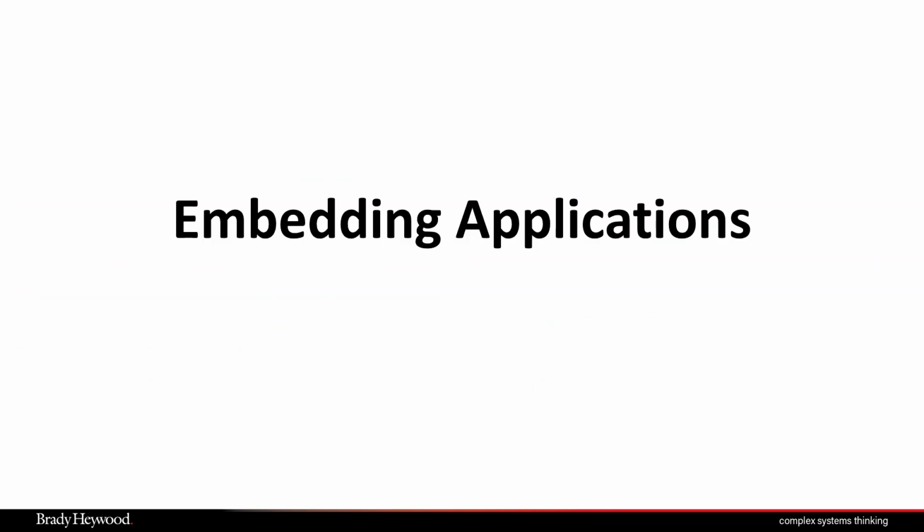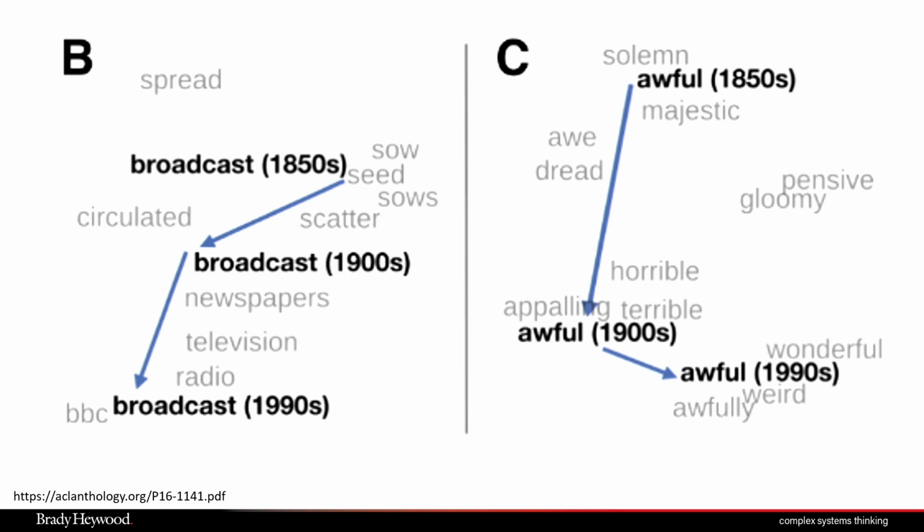So embeddings can be used for a whole range of tasks, and I want to just go through a few more cool applications. This one's probably my favorite. You can actually see how the meaning of words has changed throughout time. If you were to train a word2vec model on documents from, say, the 1850s, you'd see that the word broadcast is used in a context that's very similar to farming and sowing seeds and broadcasting all the seeds. Down to the 1900s, broadcast becomes about newspapers. Down to the 1990s, broadcast quickly becomes about television, radio, and even the BBC.